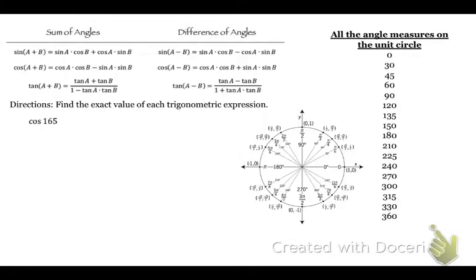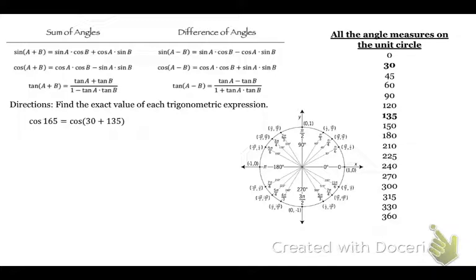Cool? Let's do cosine of 165. So again, we have to find two measures on the unit circle that add up to 165. I chose 30 and 135. You could have done 120 and 45. That would have given you 165. I'm sure there are other ones you could have done. But here we're doing cosine of 30 plus 135.